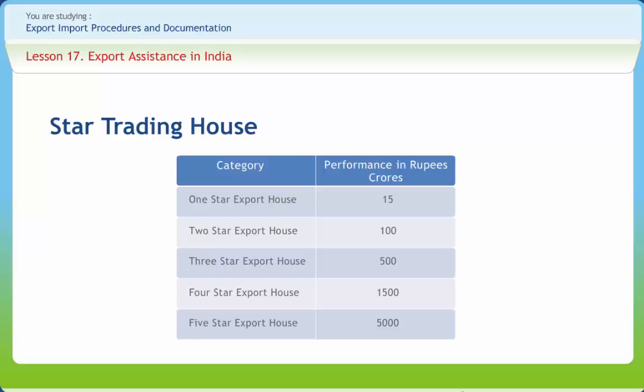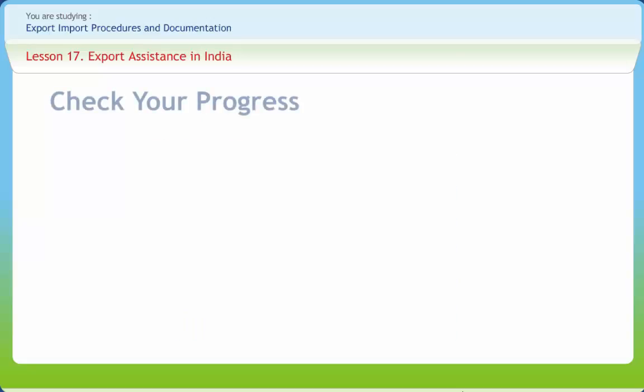The criteria for getting recognition as Star Export House will be the export performance during the current plus the 3 previous years as per the details shown on the screen. Now let us check the progress by telling whether the statements given here are right or wrong.